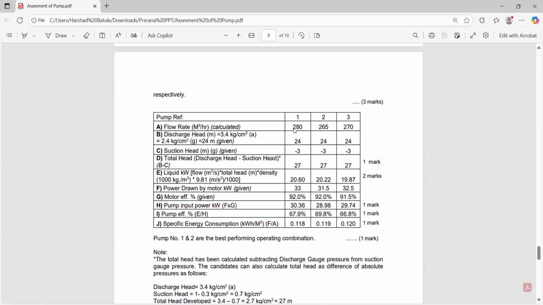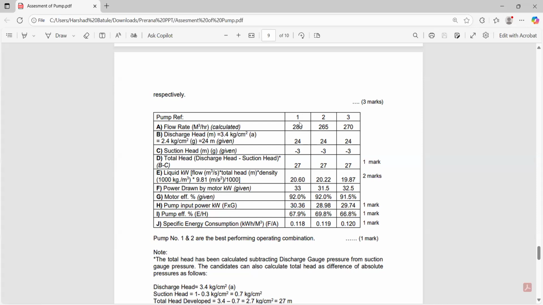So your discharge pressure is 3.4 kg per cm square absolute. From that, we get the gauge pressure as 2.4 kg per cm square because atmospheric pressure is 1. So your discharge head would be 24 meter. The total discharge head is 24 meter for all the pumps because it's a common pumping system. Suction head is minus 3 meter. So your total head would be 27 meter.